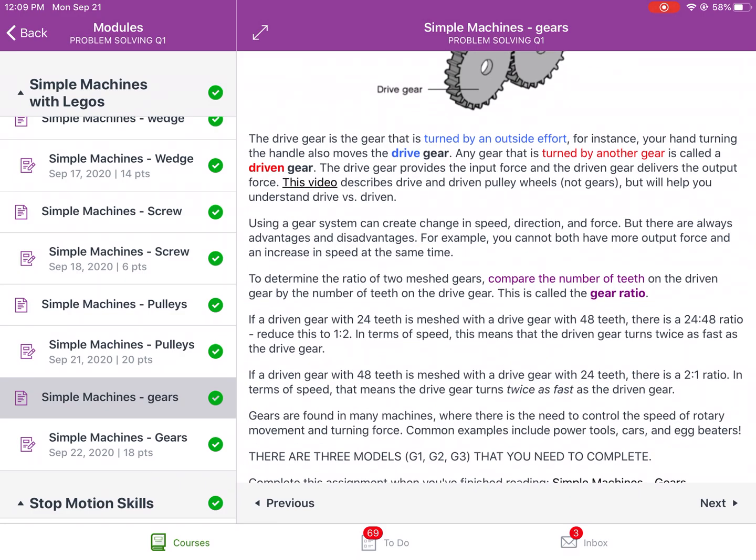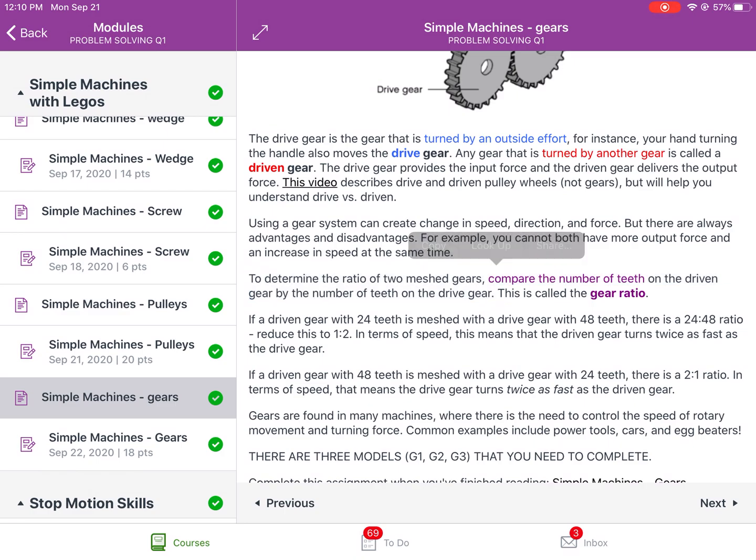The other part that I need to explain to you is the gear ratio. So instead of finding mechanical advantage, you are going to find the gear ratio. So if you look in this section, you are comparing the number of teeth on the driven to the number of teeth on the drive. So driven to drive, output to input.